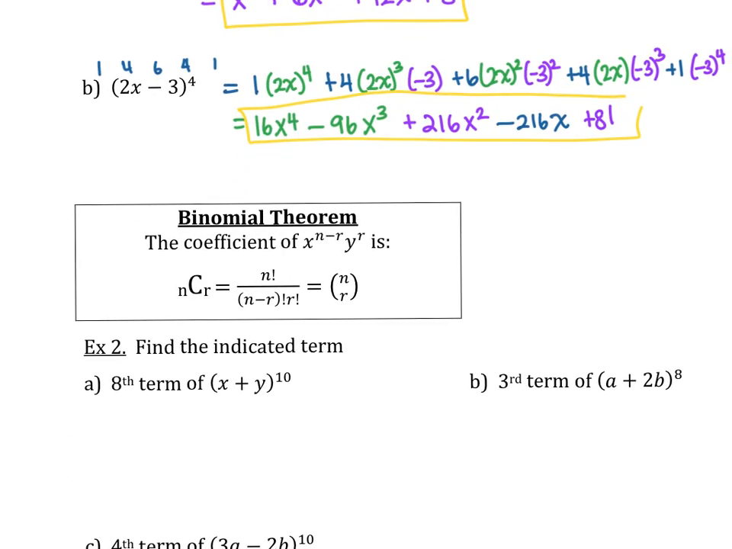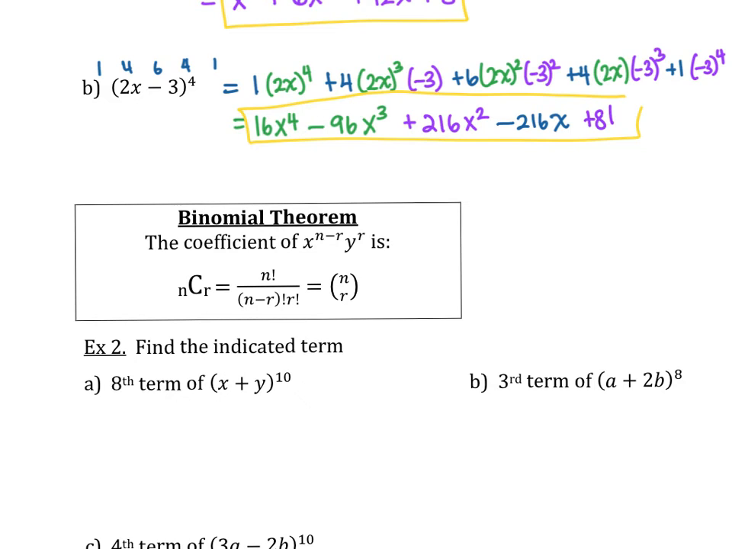Okay, binomial theorem says the coefficient of x to the n minus r, y to the r is n choose r. This is just giving the formula. And another way of writing n choose r is writing it like this with these big parentheses. We pretty much never write it like that, but that's how the formula is expressed, so we're going to go with it.